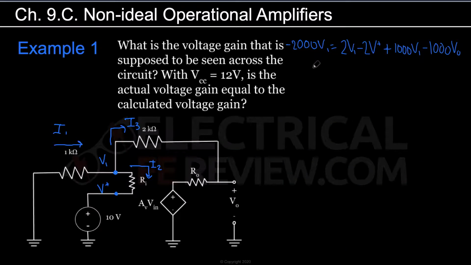Okay, so the next thing that we're going to want to do is try to get V1 by itself on one side, because we're going to eventually try and cancel it out. So what we're going to do is move all of the V1s over to one side. As you can see here, we have a 2V1 and a 1000 V1. What we can do is combine those together to be 1002 V1, and we'll just subtract by that on both sides. So we're going to subtract by 1002 V1 on both sides.